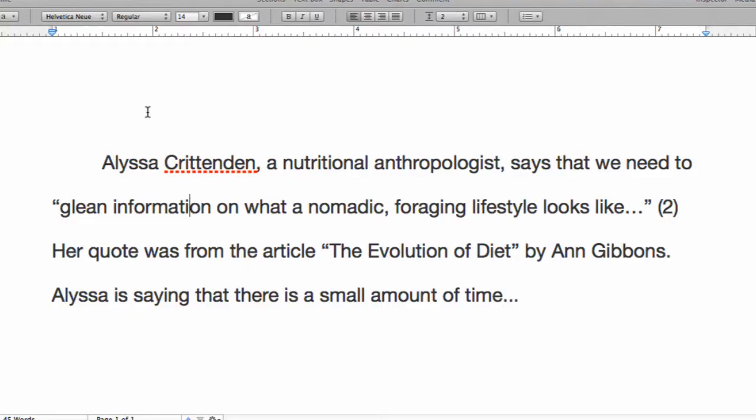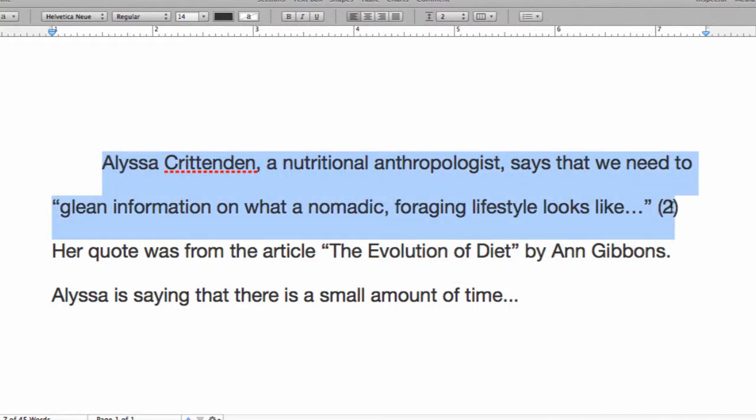Alright, so here's an example from a paper, and this person is quoting Alyssa Crittenden. But Crittenden was actually quoted by Ann Gibbons, and this is how this person dealt with it. Let's read. They said, Alyssa Crittenden, a nutritional anthropologist, says that we need to glean information on what a nomadic foraging lifestyle looks like, too.